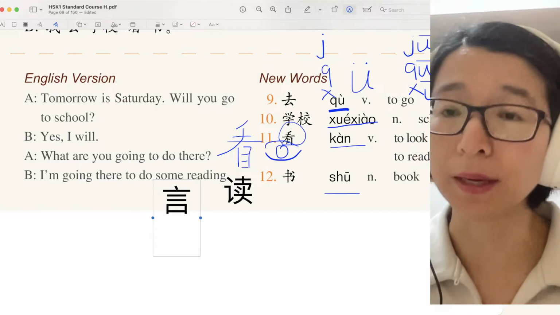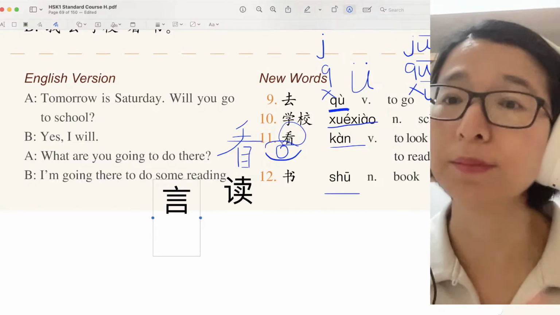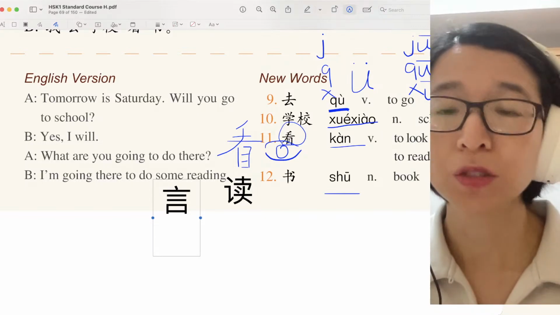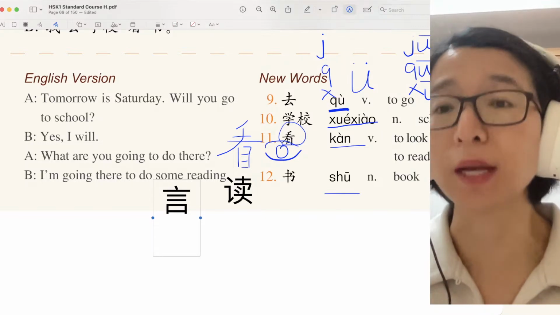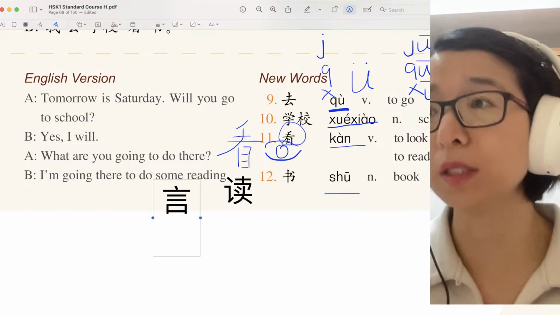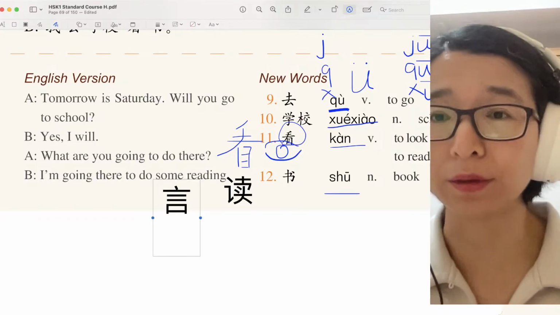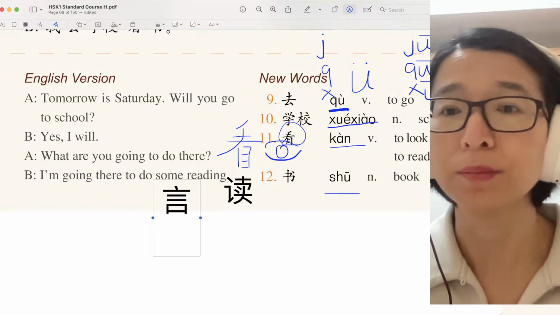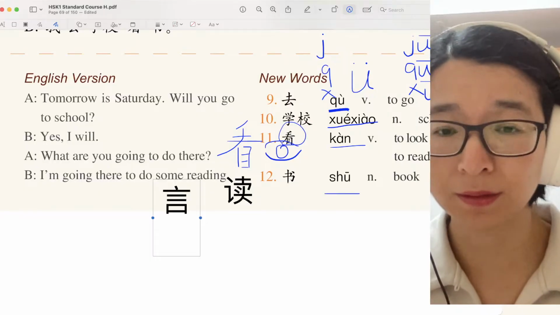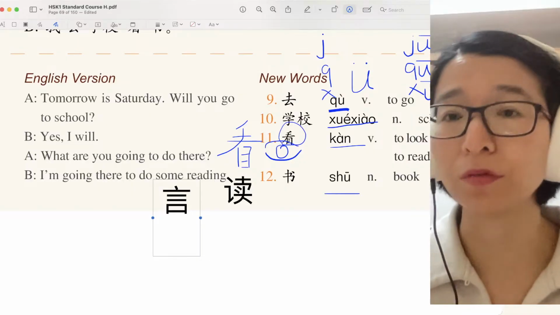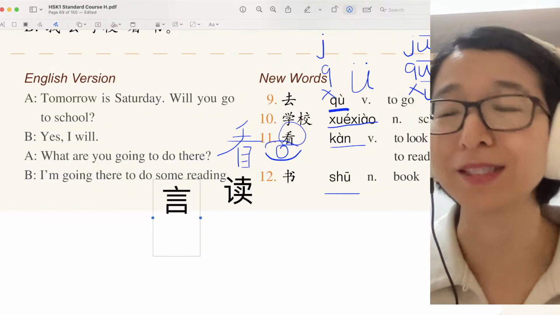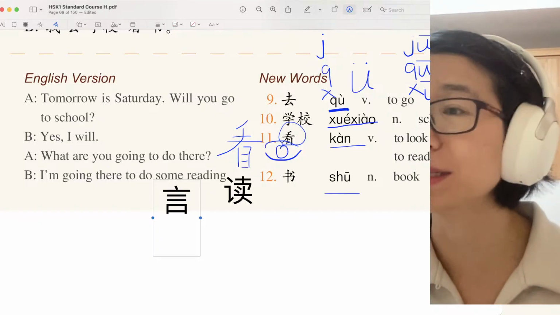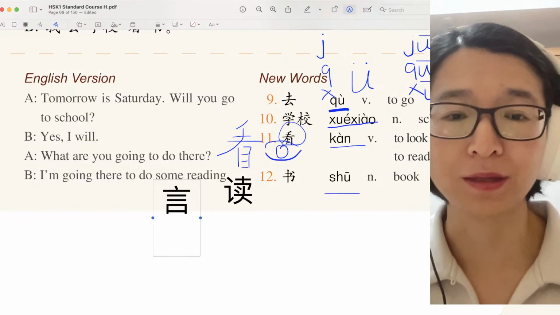So 言 means what? 语言 means language. For language, you need to talk, to communicate, right? So 读书 means read aloud. You read and then other people can hear you. But 看书 you can do just with your eyes, maybe you read silently. If you want to really know the difference, that is the difference. 看书, 读书. Is that clear, Philip? I hope you're clear.